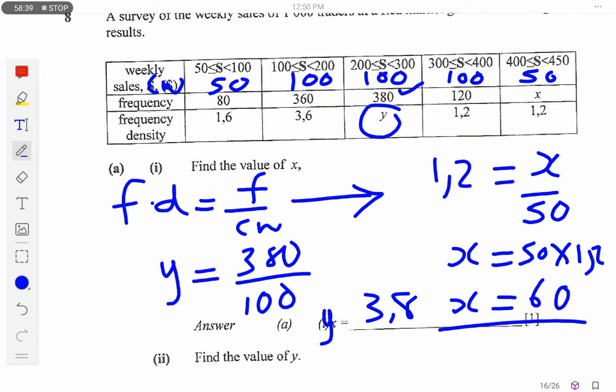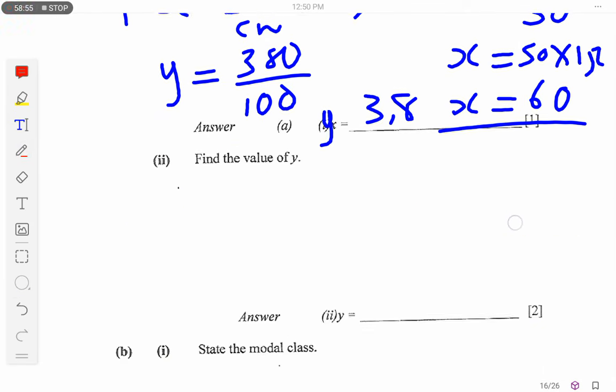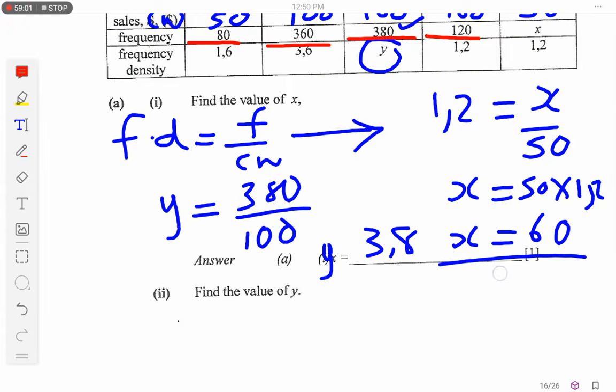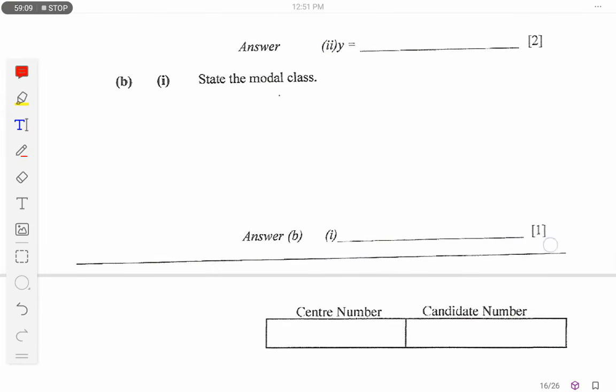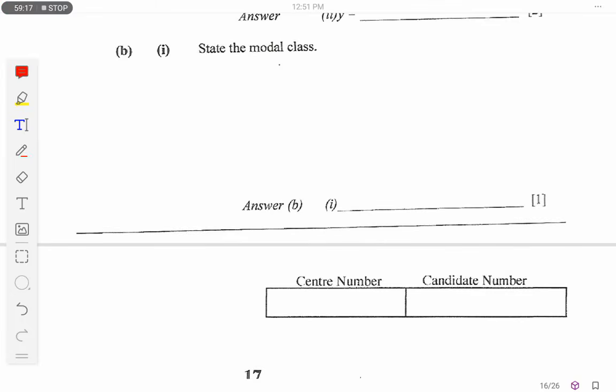Okay, this is one way of doing it. Another way could be just adding 80 plus 360 plus 380 plus 120. Then you subtract from the total that we are given of 1,000 traders there. That's another way of doing it. So we have calculated the value of y. Then they are saying to state the modal class. So you find out our y value is 3.8. It has got more frequency density, so it becomes our modal class. So the modal class, you can write the class as 200 to 300 there. That's the class.